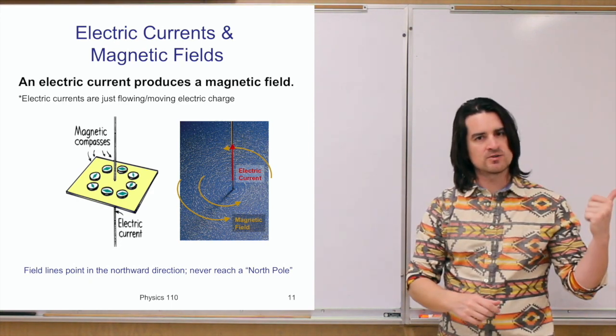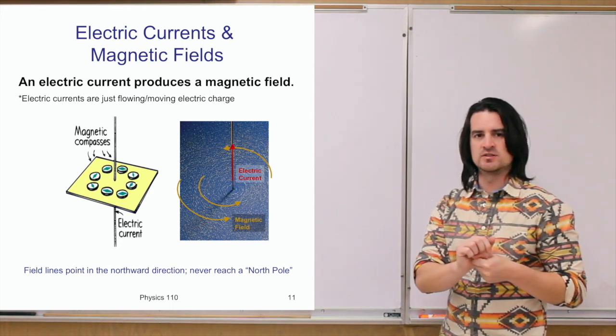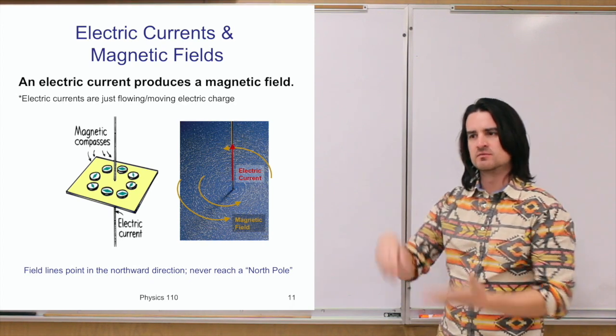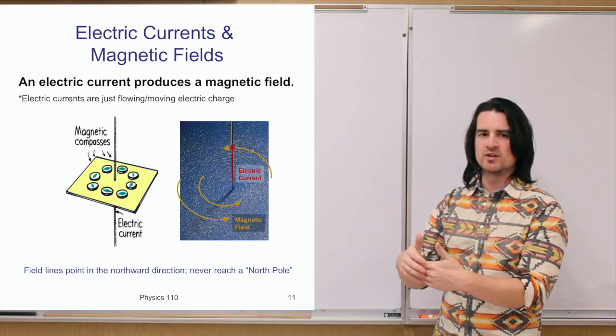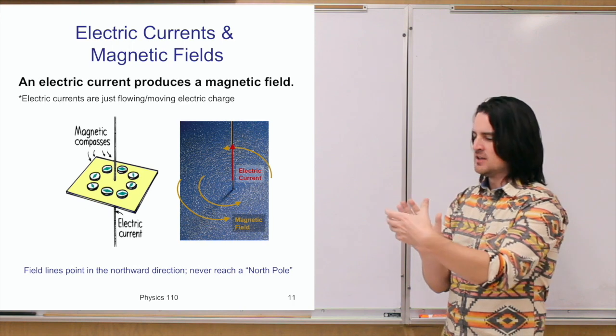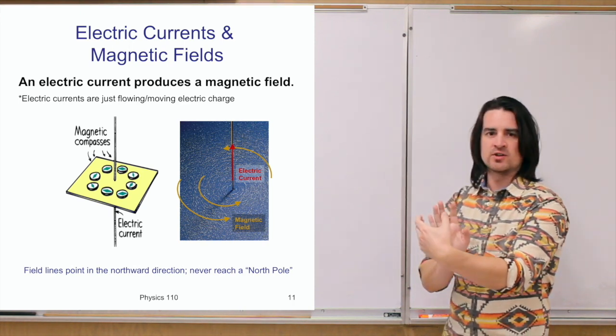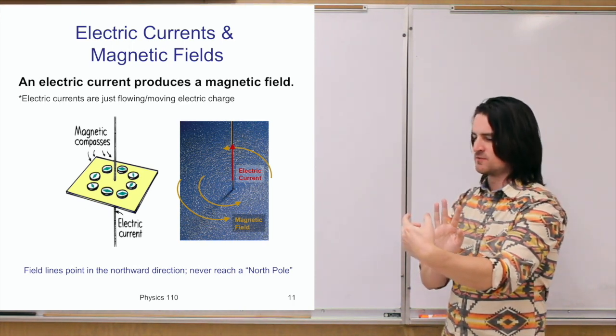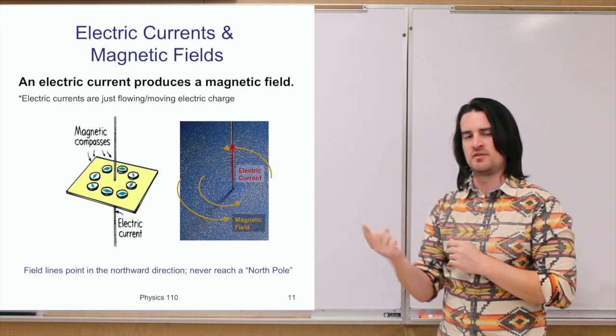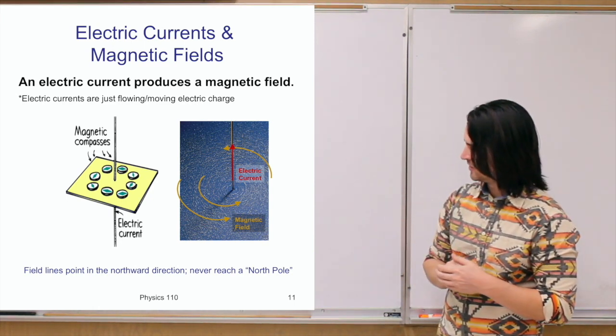However, if you connect that wire to a strong power source, because you want a good bit of current to create a powerful enough magnetic field, when you turn that current on, you'll see all these magnets just flip and align and point in a circle around that current carrying wire.